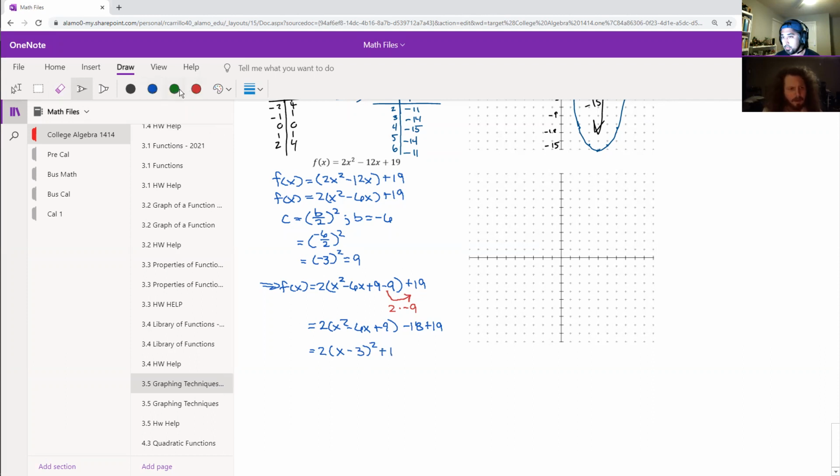Little hint, I don't know if Professor Carrillo said this, I think he did, but this number right here will always be the number that goes in here at the end. Ooh, I didn't say it, but yes, good job. Help remind you guys. So this is what we're going to work with then. Our final answer will be f of x is equal to 2 times x minus 3 squared plus 1.